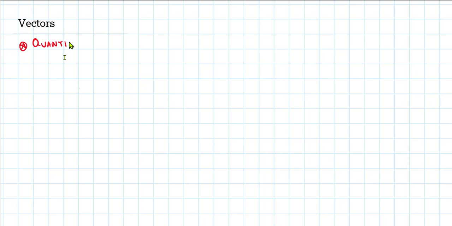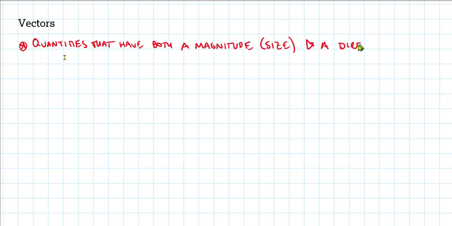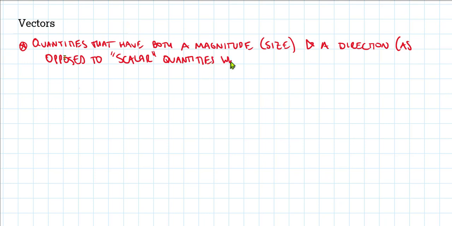Quantities that have both a magnitude, which is just a fancy way of saying size, and a direction. And we're going to put in parentheses here, as opposed to scalar quantities, which have only a magnitude.